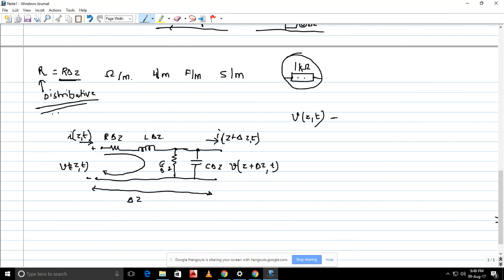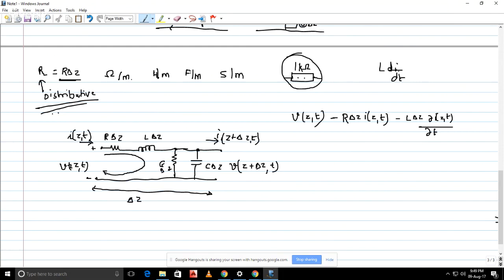Current is flowing in this direction, and I'm also going in that direction. So when the directions are the same, I will put a voltage drop as minus. So I have R delta Z times I of Z comma T, minus, for the inductor, the voltage drop is given as L delta Z, dou I of Z comma T by dou T.